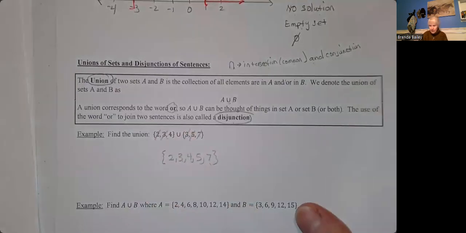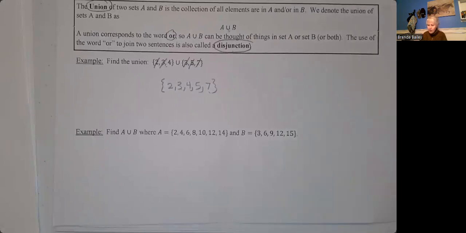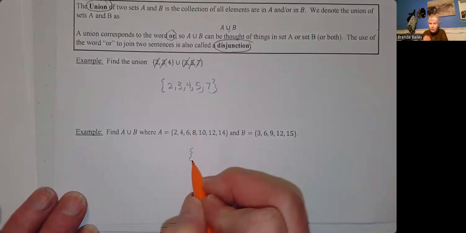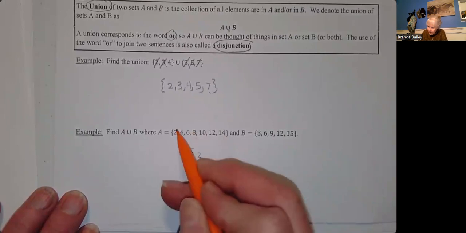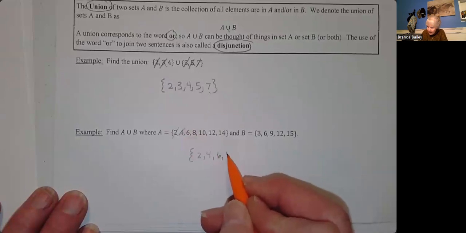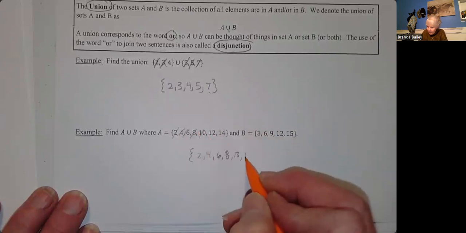Okay, let's look at another example. Find the union of A and B, where A is equal to this set and B is equal to this set. So we're going to find the union. So our solution set, and again, I don't know if you'll have to put the brackets in or Pearson will do it for you. We have 2, 4, 6, 8, 10. I'm just listing them all in that first set.